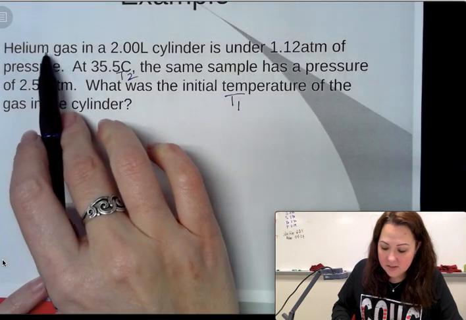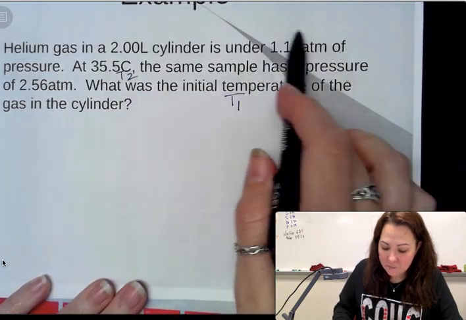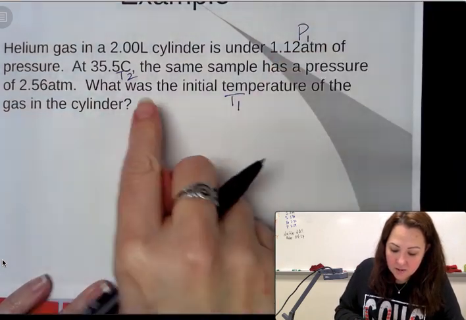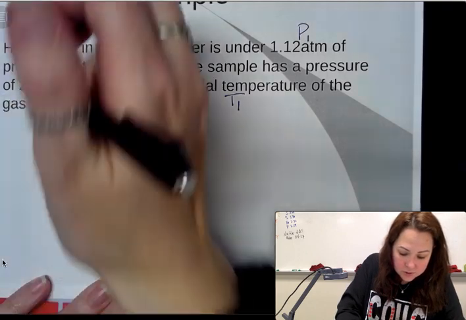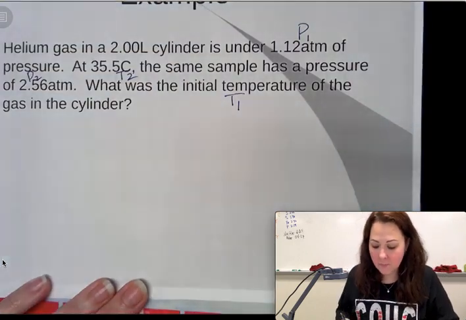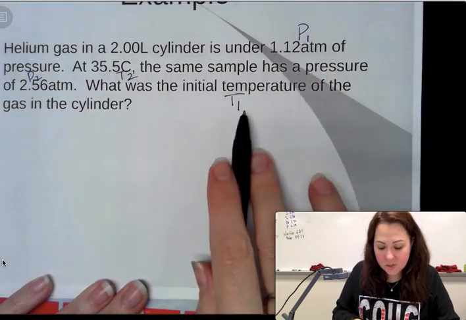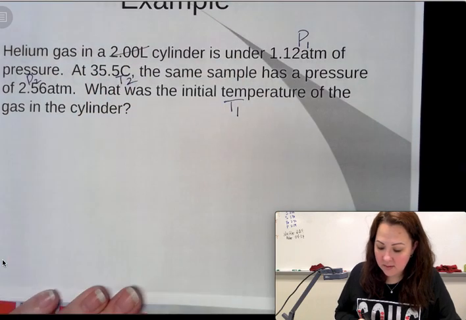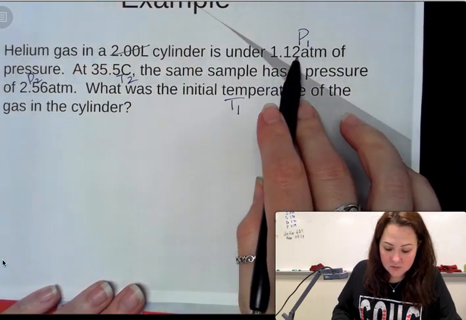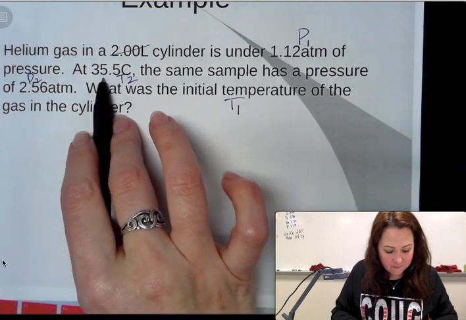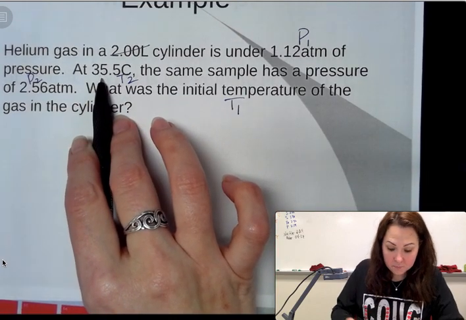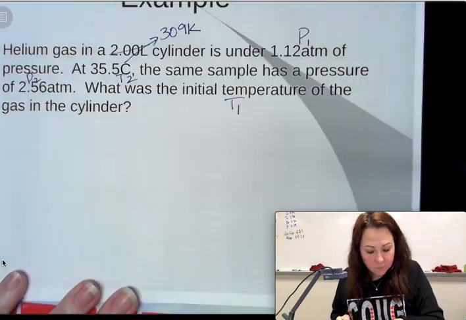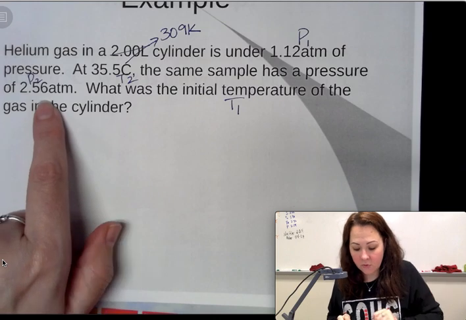It says helium gas is under 1.12 ATM of pressure. So that one's going to be P1. And then for the T2, the pressure is 2.56. So P1, T1, P2, T2. I need to check my units. The volume is extra information. I can ignore that. ATM is good. That's in atmospheres. 35.5 plus 273. This value right here is 309 Kelvin. ATM is good, and then I'm solving for T1.